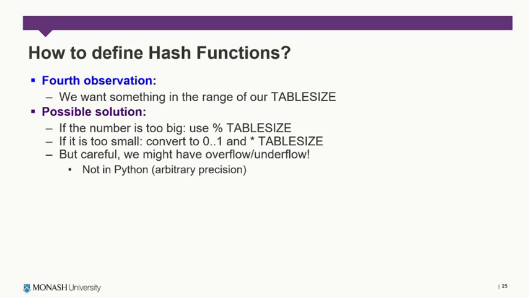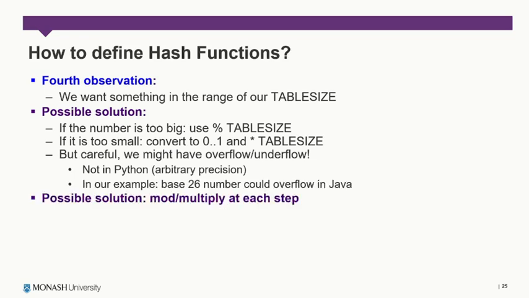We're fortunate in Python, we don't have this problem because of arbitrary precision. It's able to resize and create numeric data types dynamically, whereas other languages might have a fixed size for numeric types. In our example, base 26 could overflow in Java. So a possible solution is to mod or multiply at each step.